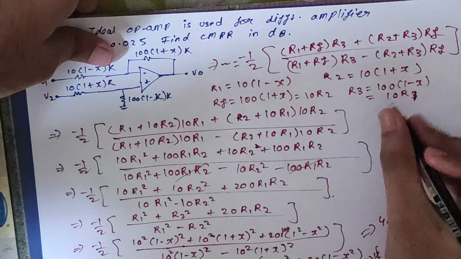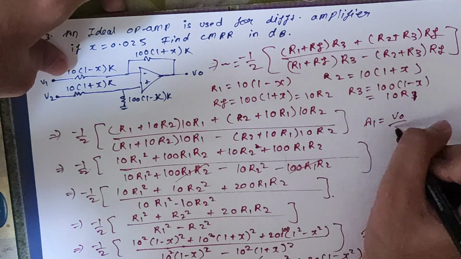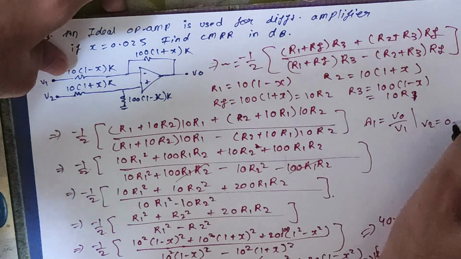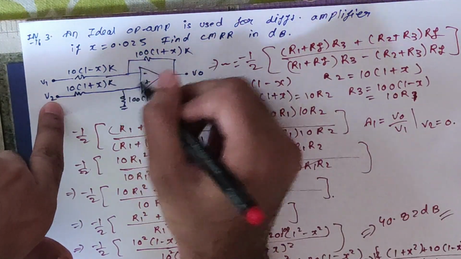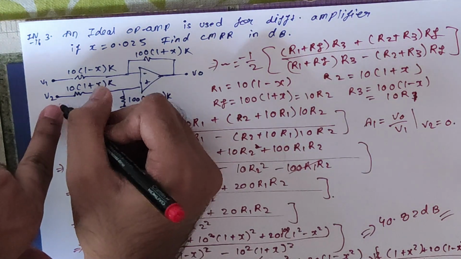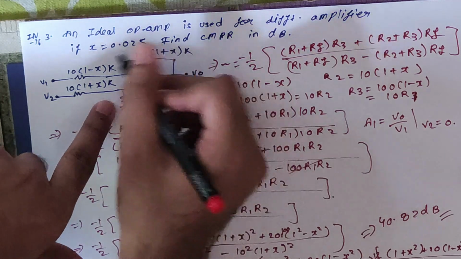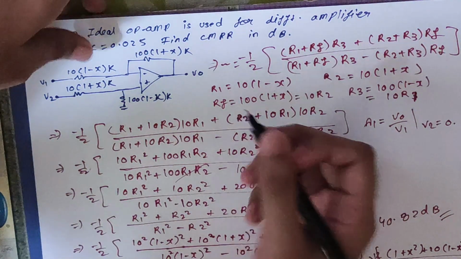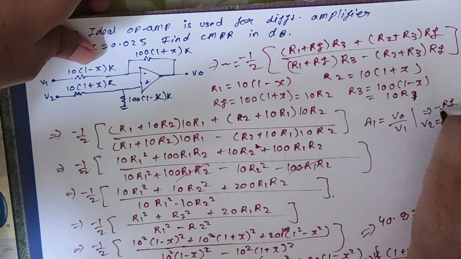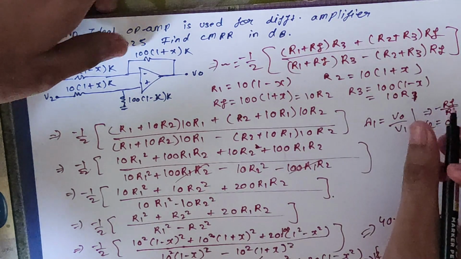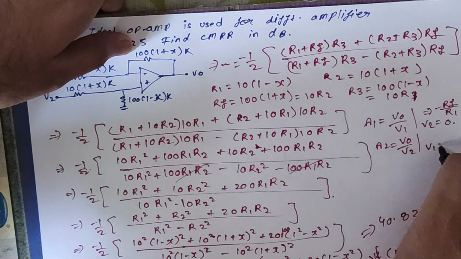We know for A1 we are going to use the formula VO by V1 at V2 equals to 0. So basically we will put V2 equals to 0 and we will find the gain of this amplifier. So you can see if I put this as ground, so this whole thing will be connected to ground and we will remain with the inverting amplifier, and we know for inverting amplifier the formula of gain is minus RF by R1. Okay, and for A2 you will get VO by V2 at V1 equals to 0.